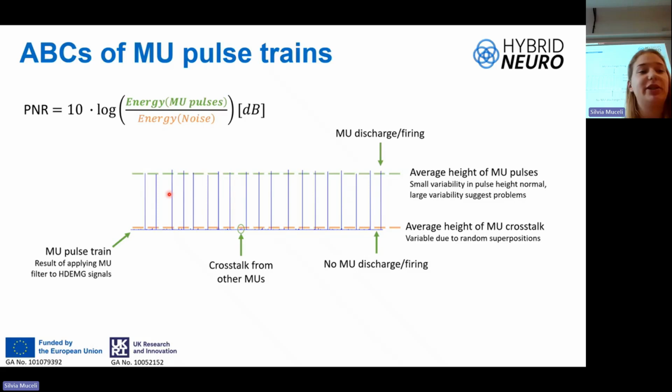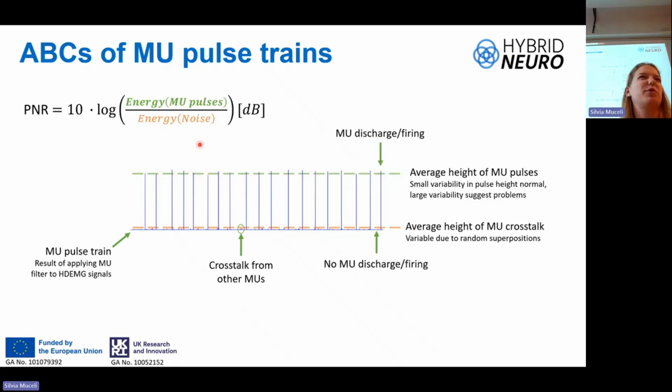So Aleš already mentioned today the pulse to noise ratio, which is calculated using this equation here. We can see that the pulse to noise ratio takes into account the segmented motor unit pulses, their energy, and compares it to the energy of noise. As already mentioned by Aleš, the pulse to noise ratio is positively correlated with sensitivity and precision and negatively correlated with the false alarm rate. So it's a pretty good metric of how accurately a motor unit was identified.